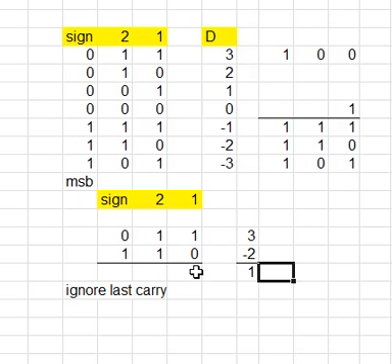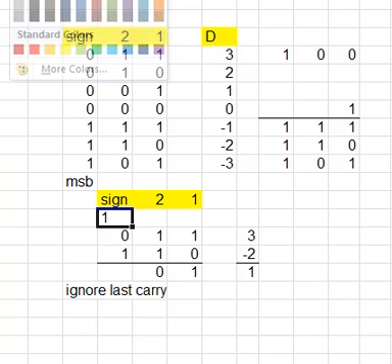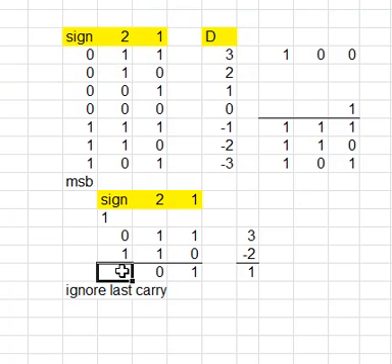Let's see if this works. We add 1 to 1, and we get 1. 1 and 1 is 0, we carry 1, and 1 and 1 is 0, and we carry 1, and we ignore the last carry, so we get 0, 0, 1, which is 1. 3 plus minus 2 is 1, or 3 take away 2 is 1. Let's look at one more worked example now.